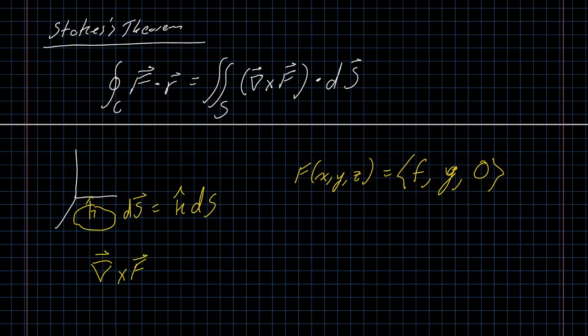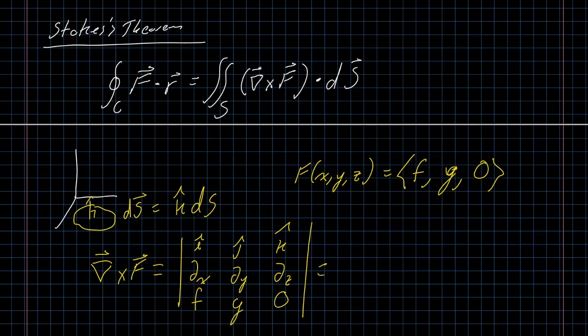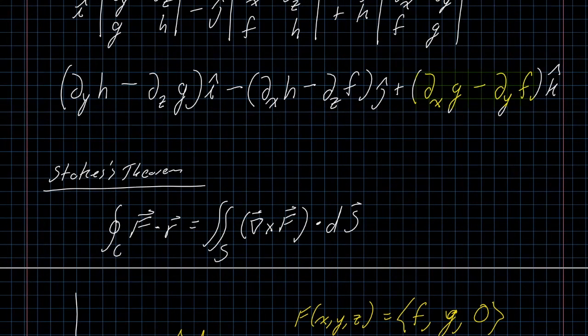del cross f, well, that means I'm going to set up my i, j, and k, partial with respect to x, partial with respect to y, partial with respect to z, f, g, and 0. And yeah, you can have the whole thing memorized if you would like, but I find that coming back here and writing out the matrix determinant makes it a little bit easier.